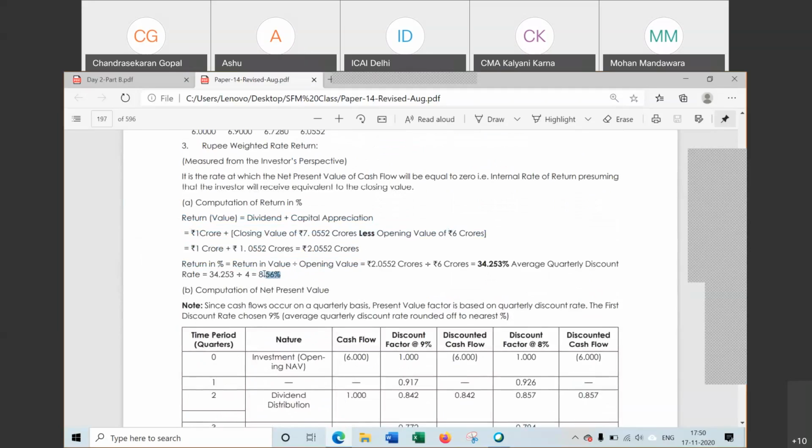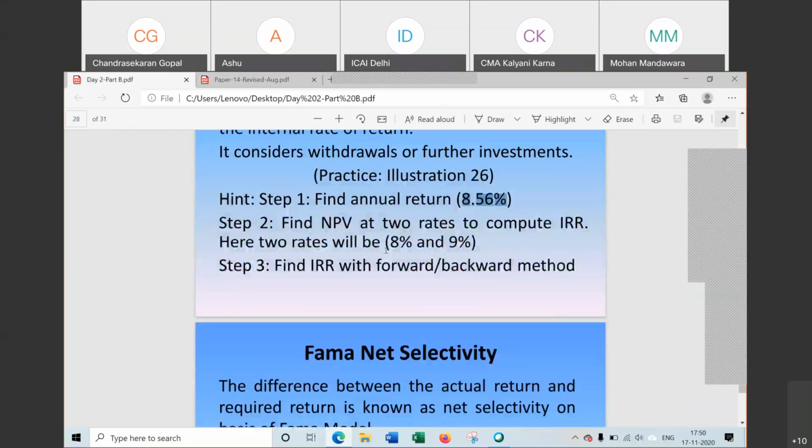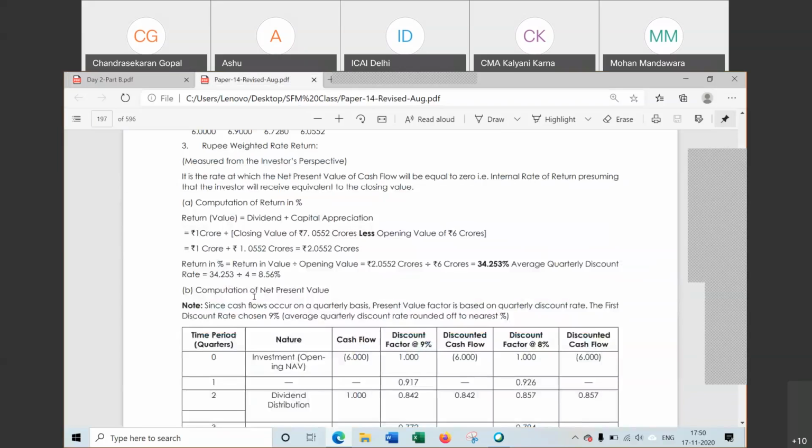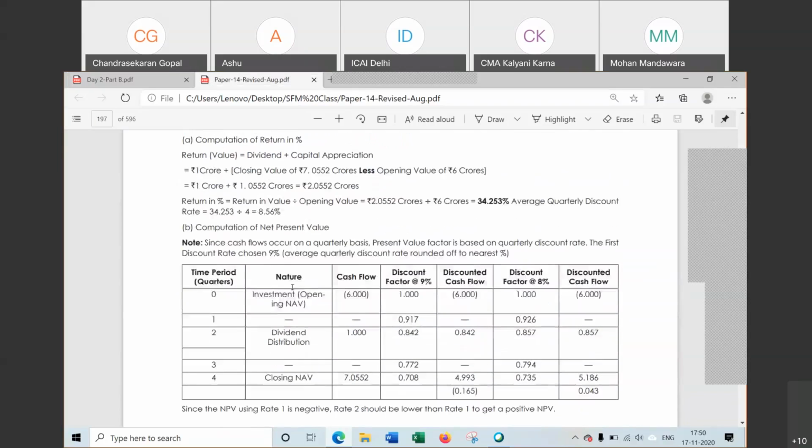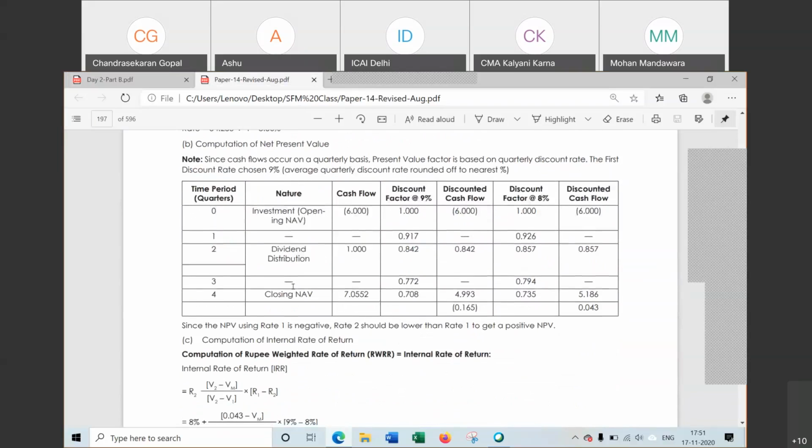Now 8.56 step 2. Now next one for rupee weighted rate of return. 8.56 is the return. This will be in between 8 and 9%. ये आपका 8 और 9% के बीच में आता है. So अब इसका IRR वैल्यू निकालेंगे. Now we will find the IRR. How to find the IRR? आप IRR कैसे निकालते हैं?